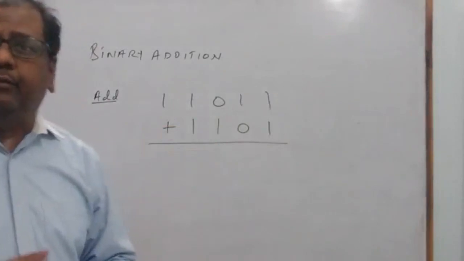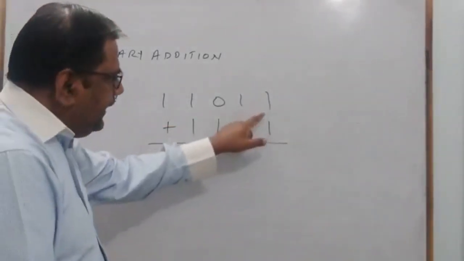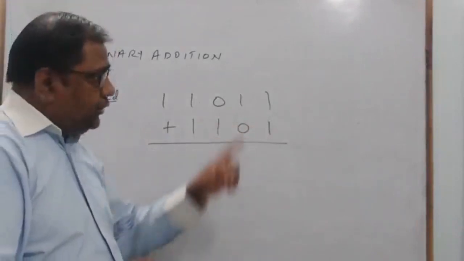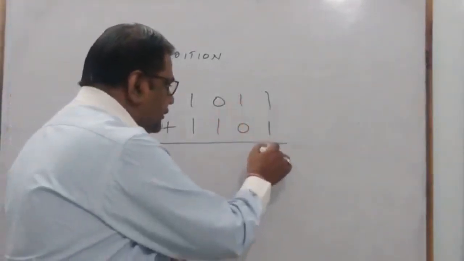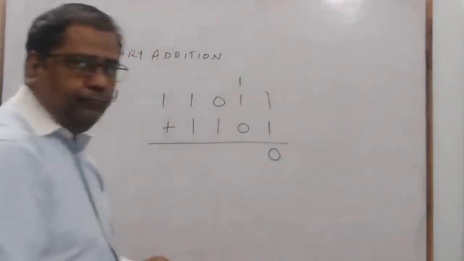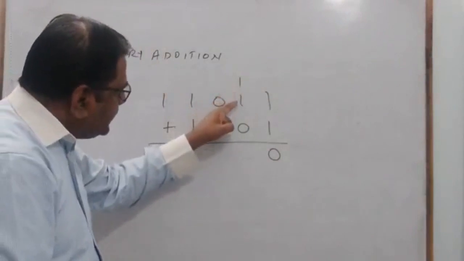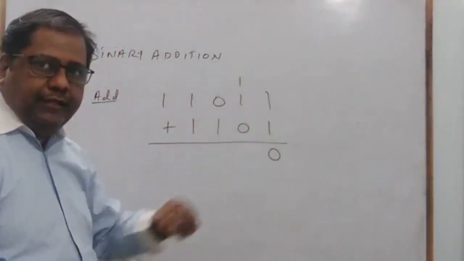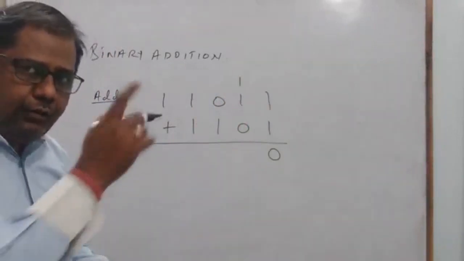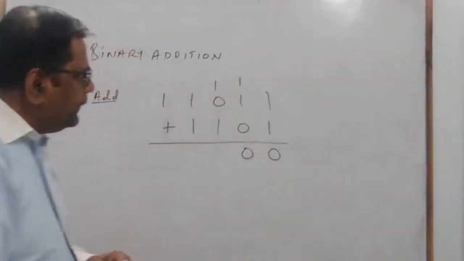So when you are going to add it in the binary form, what is the correct procedure? You will be adding 1 plus 1. According to the rule, 1 plus 1 will result in 0 and 1 will be your carry. Simple. Now you are adding 1 plus 1 plus 0. That means you are adding 1 plus 1, 0 is negligible. Again, 1 plus 1 according to the rule will result in 0 and 1 will be your carry.